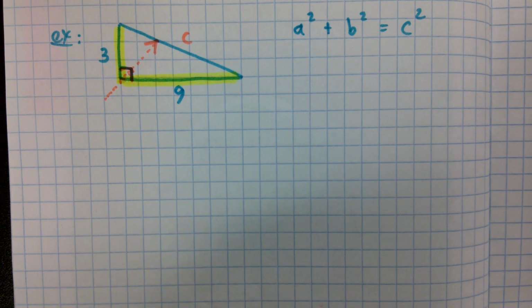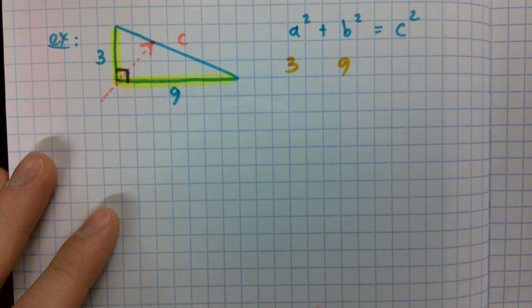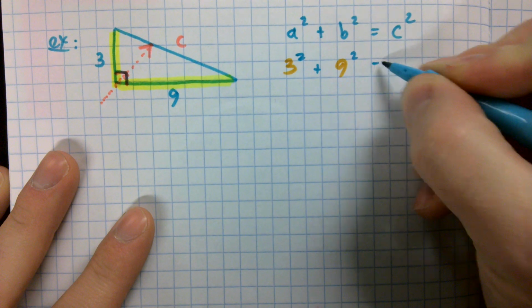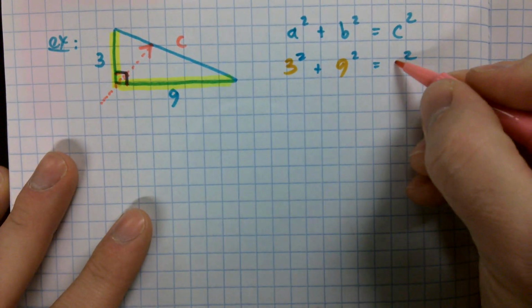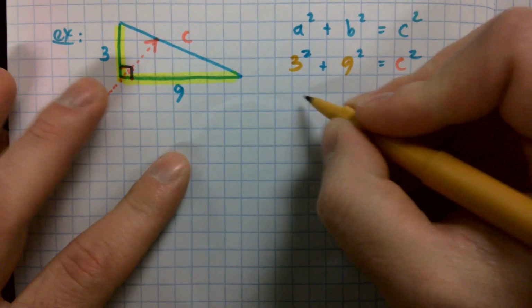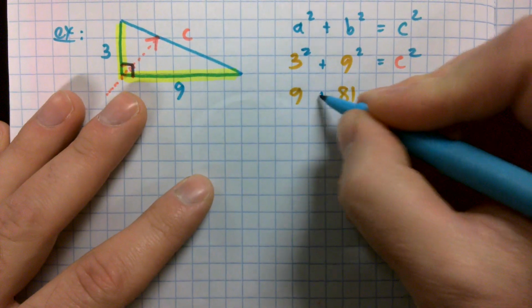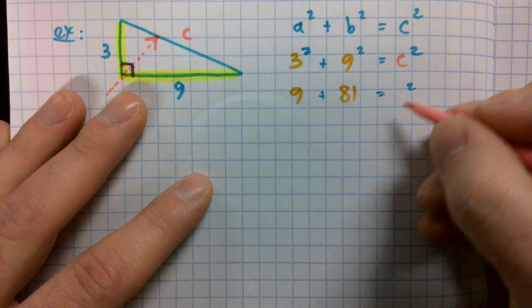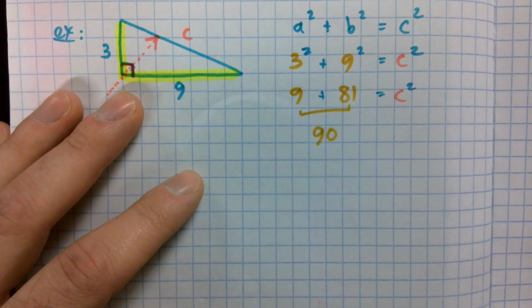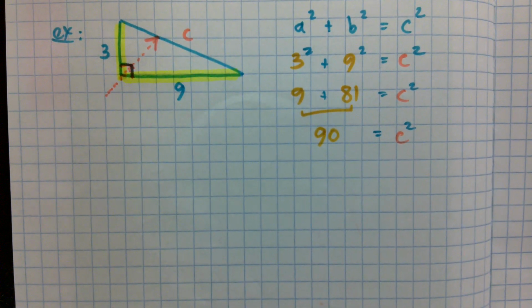We're going to plug in, we said, what was A? 3? It doesn't matter. 3 is A, 9 is B. I always like to just go smallest to largest, but it doesn't matter because you're going to square them and add them. What is 3 squared? 9. What is 9 squared? 81. Okay, we squared them. Now we're going to add them. What is 9 plus 81? 90. Yeah, 9 plus 81 is 90.